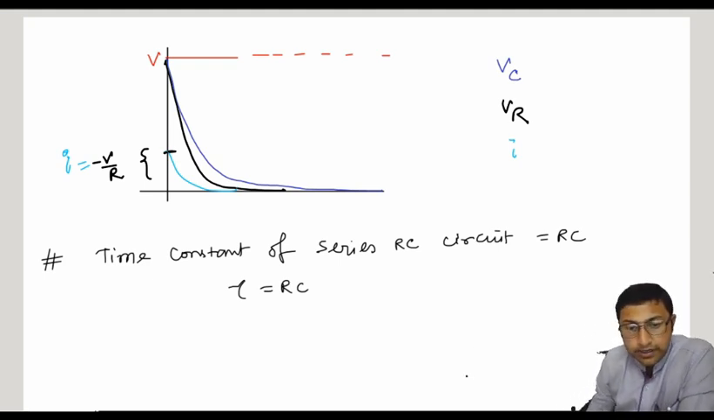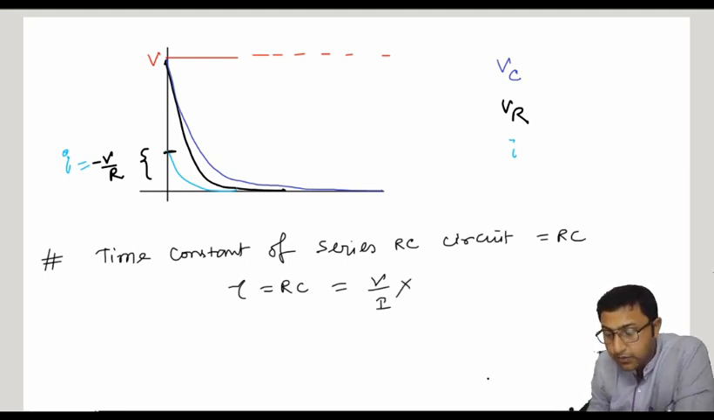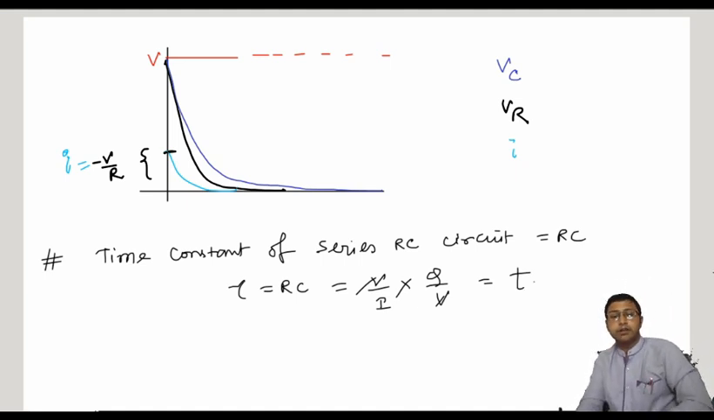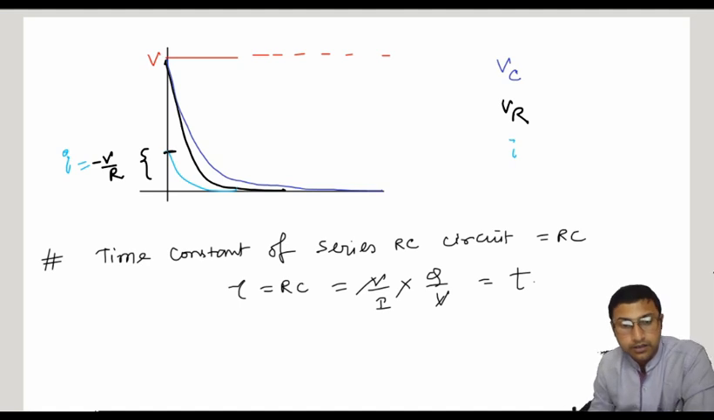So now tau is RC, R equal to V by I, C equal to Q by V, right? That means V cancels out, Q by I, so Q equal to IT, so Q by I equal to T, that is the time. So the unit of time constant is also time. Okay, it is again proved, right?